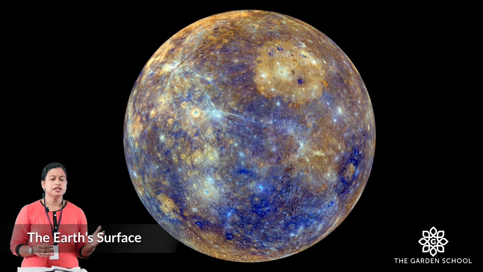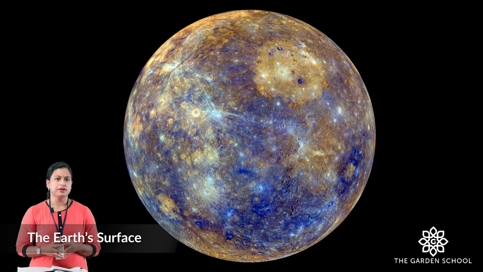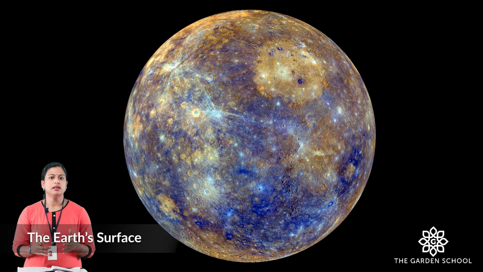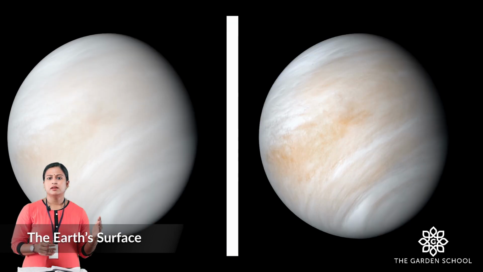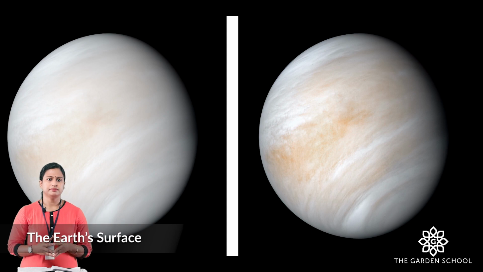The first planet near to the sun is Mercury. It is the smallest and the closest planet to the sun. As it is very hot, there is no possibility of life. The second planet near to the sun is Venus. It is the hottest and the brightest planet. We can call it evening star or morning star.